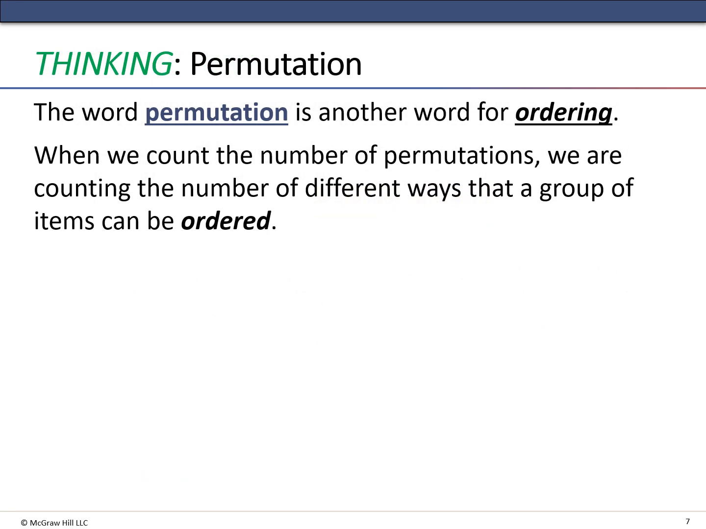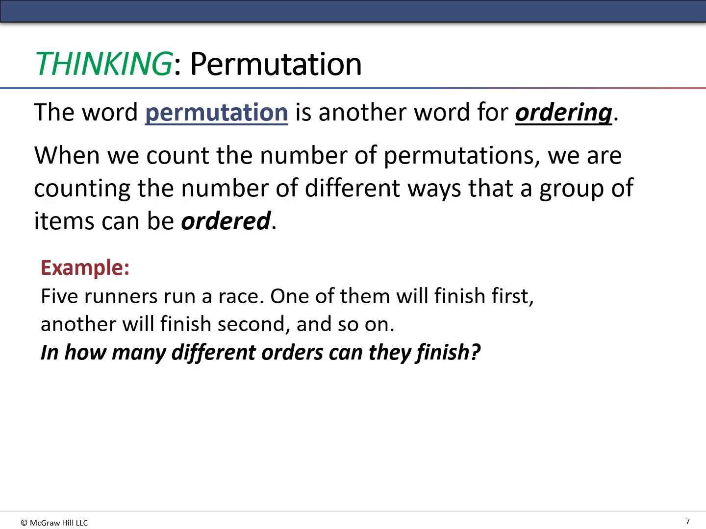The word permutation is another word for ordering. And this is really important. A permutation is about an ordered set. When we count the number of permutations, we are counting the number of different ways that a group of items can be ordered. For example, if 5 runners run a race, one of them will finish first, another will finish second, and so on. And how many different orders can they finish?